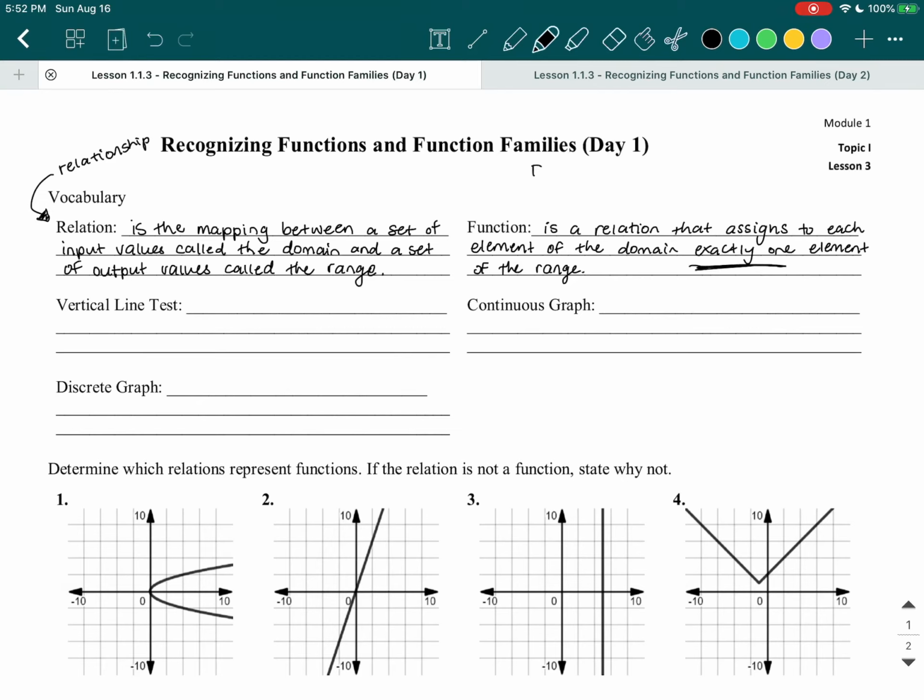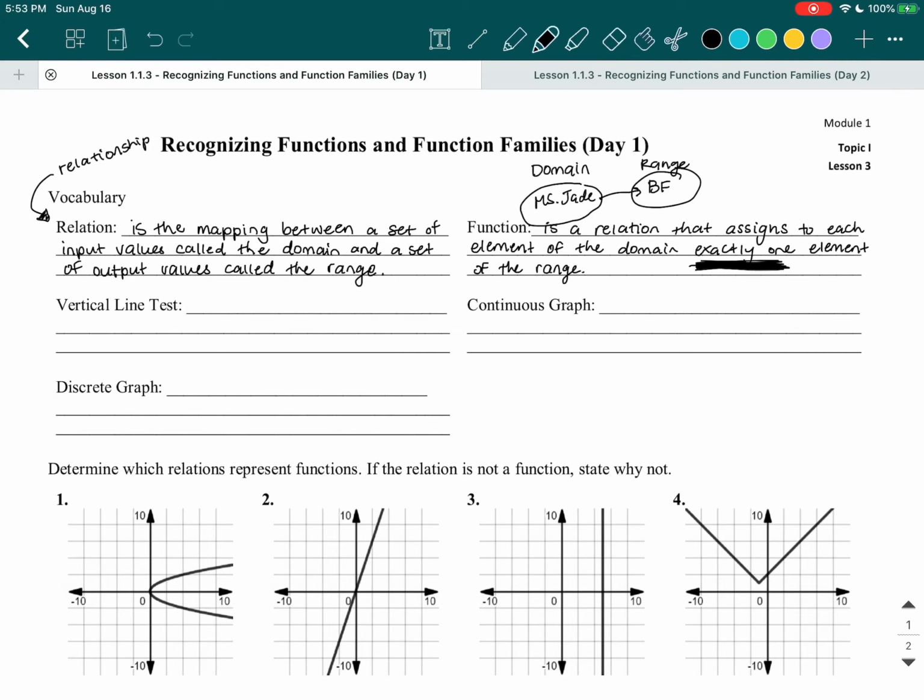So if you think of Miss Jade in the domain, oops, oh well, it's okay. If I'm in the domain, let's imagine that I have one boyfriend. Exactly one boyfriend. This would be a function. My relationship would function because there's exactly one element in the range, exactly one boyfriend.